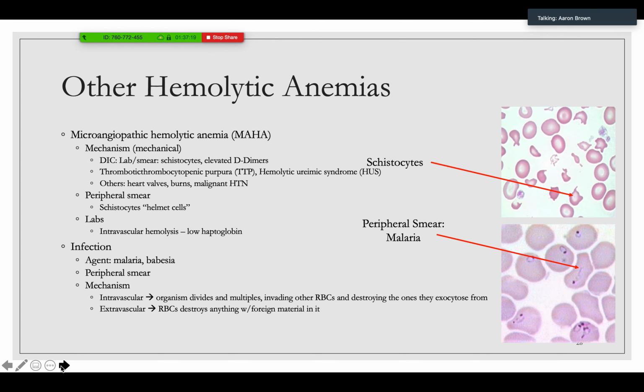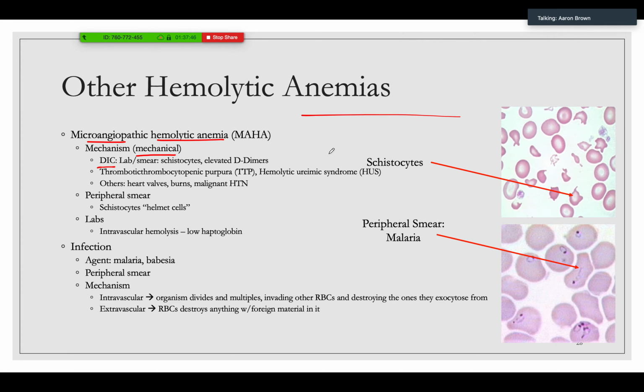Some more hemolytic anemias we can talk about here. Microangiopathic hemolytic anemia. Essentially what we're saying here is that there's some sort of destruction of red blood cells happening that's a mechanical destruction. Something is actually going and chopping our red blood cells open. So what could that be? Well, in DIC, disseminated intravascular coagulation, you're going to have clots. Those clots are going to be breaking the red blood cells.